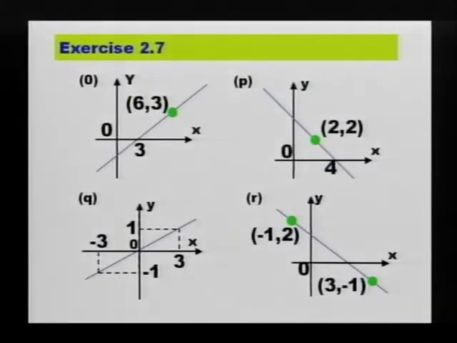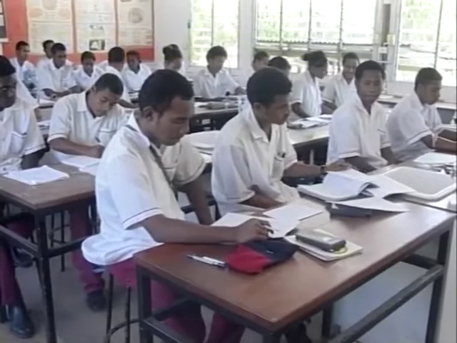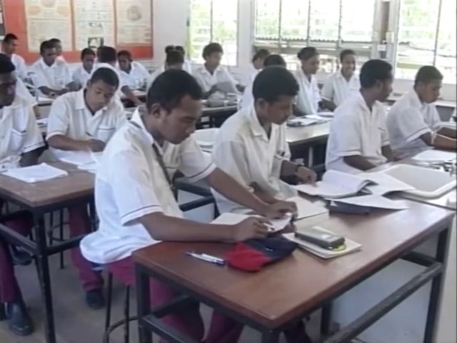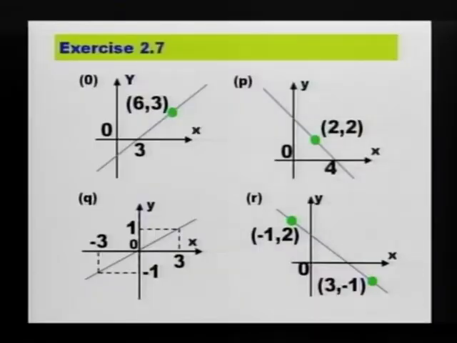Okay, letter O. Is there anyone with an answer to letter O? Patrick, give us the answer to letter O. Y equals x minus 3. Y equals x minus 3 is correct. Letter P, Geno. Negative x plus, oh, negative x plus 6.